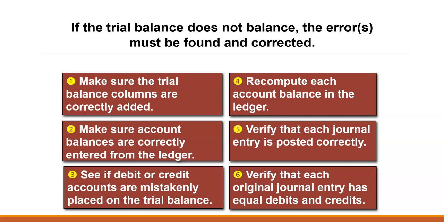Then there are some other tricks that we can look for. One of those tricks is, if the amount that we're off between our debits and credits can be divided by 9, that is caused by a transposition error. That means at some point we flip two numbers. So instead of recording $63, we accidentally put down $36.